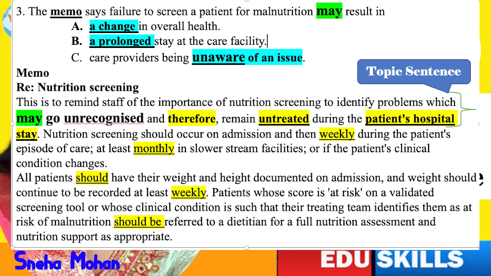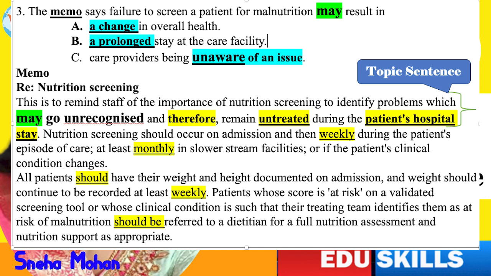So here it is mentioned nutrition screening should. Should means it is a suggestion, or an advice, or a recommendation. But here we have to check for the possibility, as the modal verb may is being used. So we can completely eliminate answer option A. Next, let us move on to answer option B, a prolonged stay at the care facility.